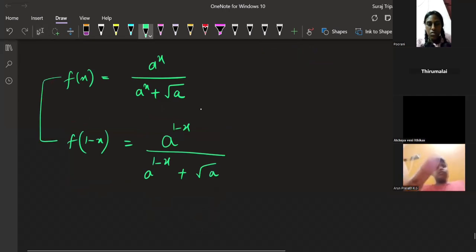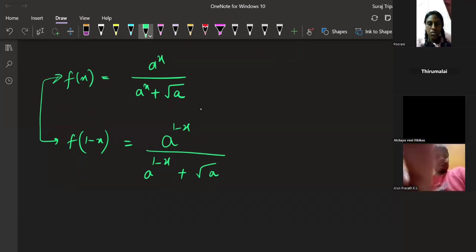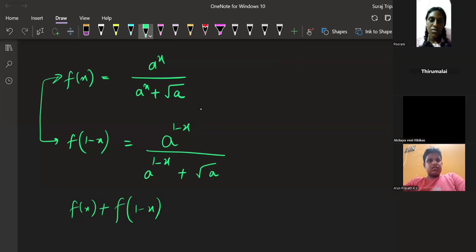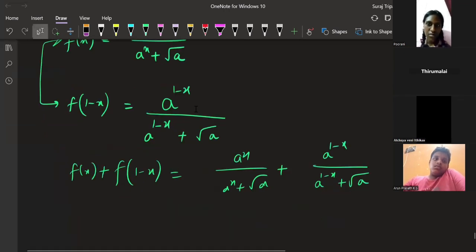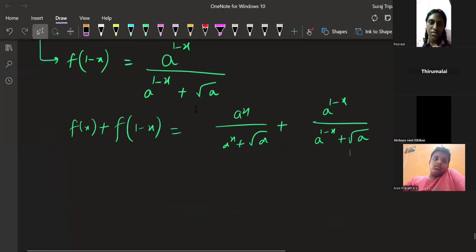Now just add these two numbers. f of x I have just taken like this, and for f of 1 minus x we are just putting 1 minus x in place of x, right? So if I add these two, f of x plus f of 1 minus x, this is a raised to x divided by a raised to x plus root a, plus a raised to 1 minus x divided by a raised to 1 minus x plus root a, right? Up to here, any doubt?